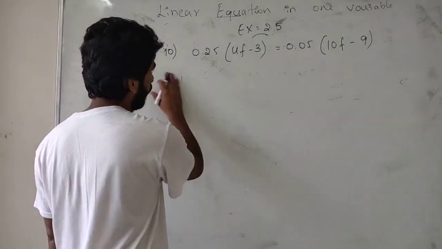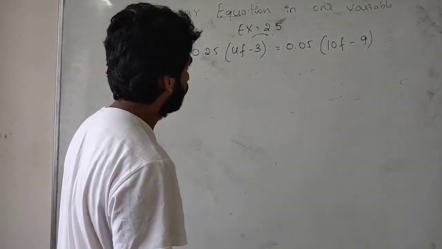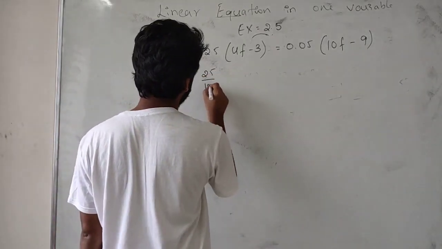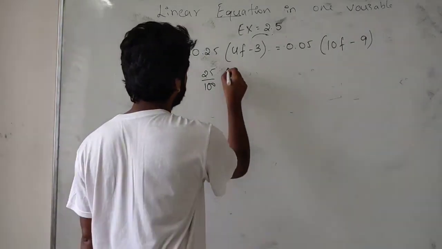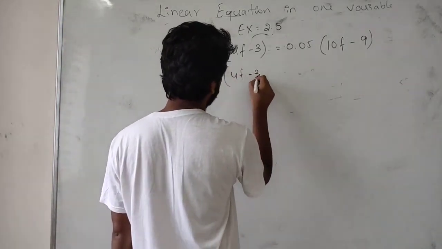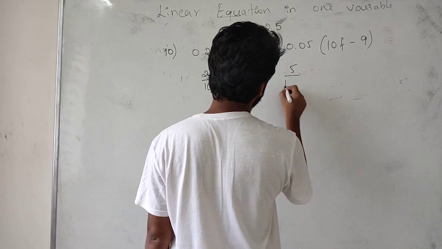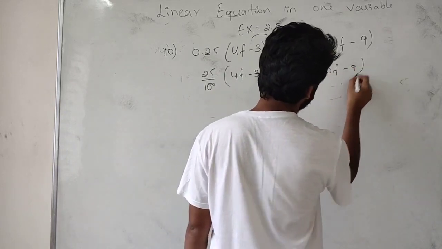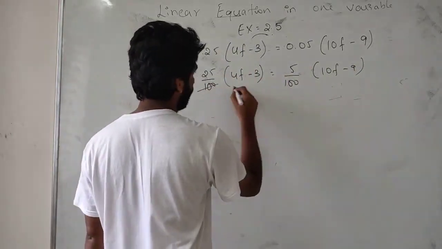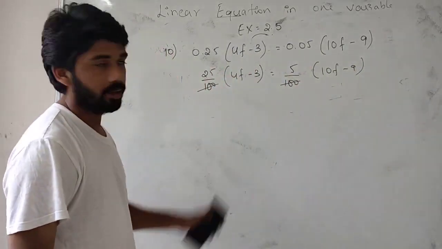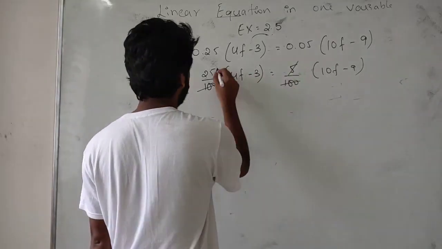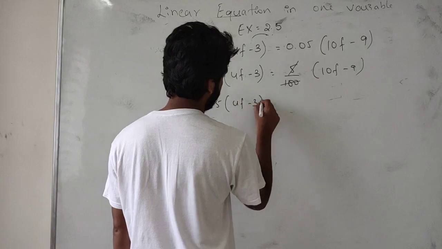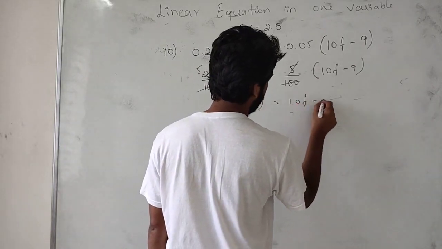So how can I write this one? I can write it as 25 by 100 (4f minus 3) is equal to 5 by 100 (10f minus 9). Now 100 I can cancel it. Is equal to sign, so you can cancel it. 5 1s are 5, 5 5s are 25... so I will get here 5(4f minus 3) is equal to 10f minus 9.